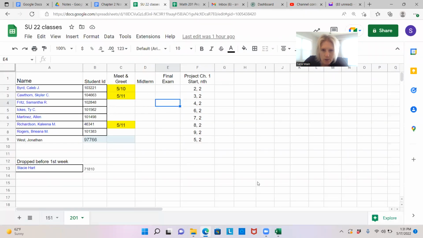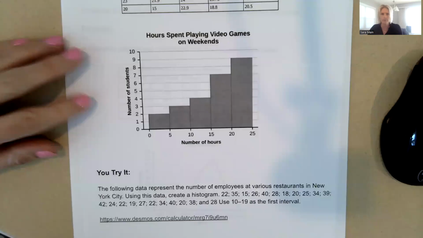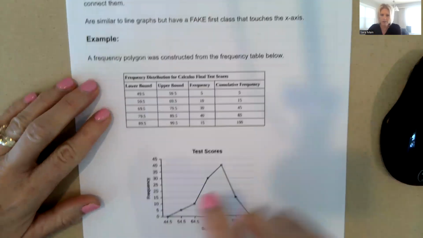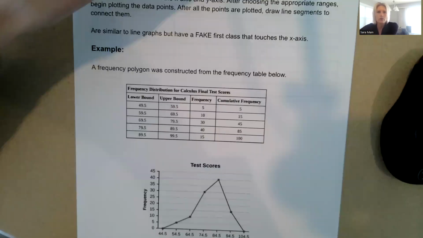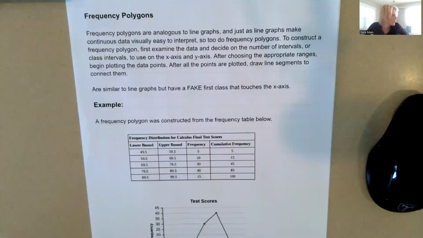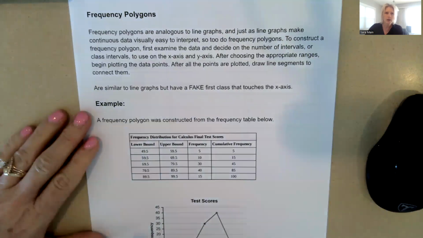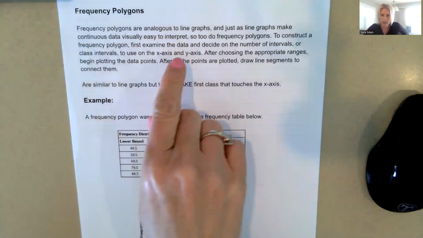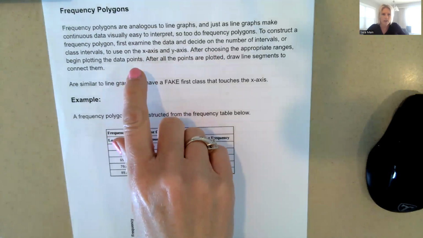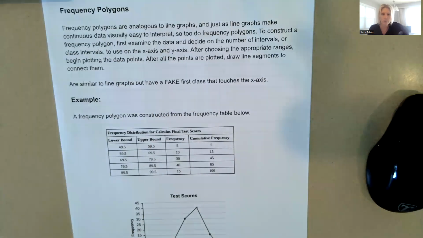Let's look at our next type of graph. Frequency polygons are another graph. It looks kind of like a line graph that we're going to make with quantitative continuous data. Frequency polygons are analogous to line graphs. Just as line graphs make continuous data visually easy to interpret, so too do frequency polygons.